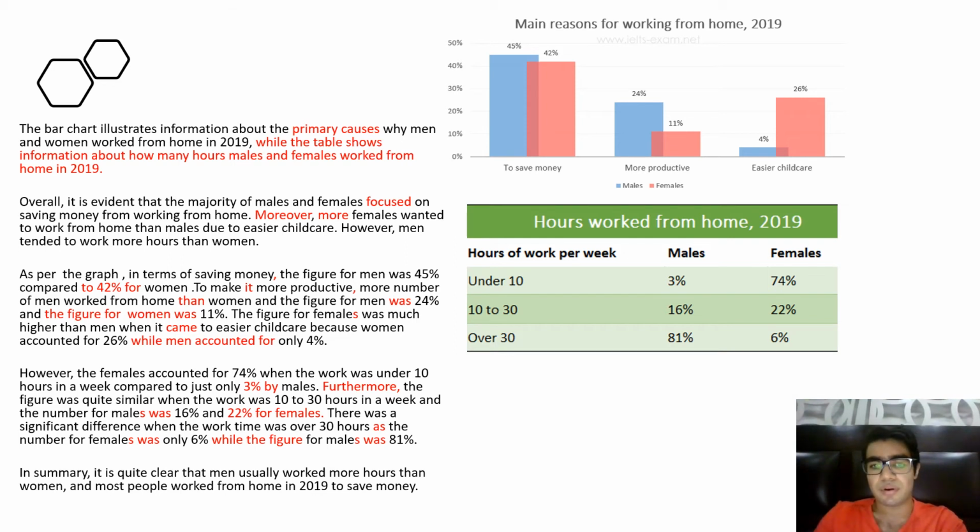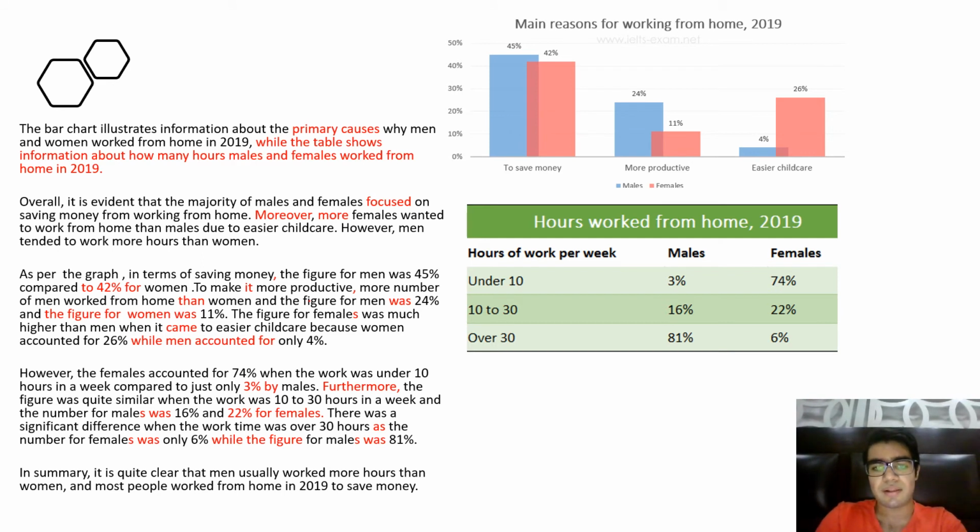To make it more productive, comma, more number of men work from home than women. Note that I have used plural form for all of them. More number of men work from home than women, and the figure for men was 24%, and the figure for women was 11%. This is a very similar version to Rahat's answer, but note that I've used was, not were, because we're talking about one figure. So the figure was 24%, and the figure for women was 11%.